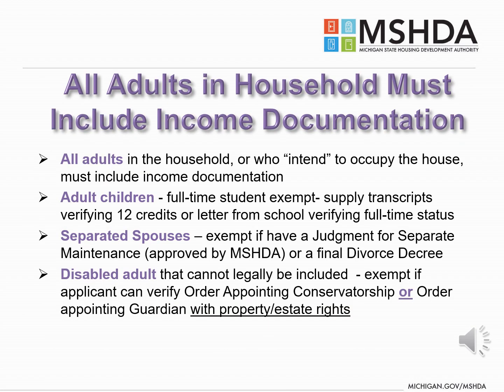All adults in the household or who intend to occupy the house must include income documentation. Adult children who are full-time students can be exempt if they supply transcripts verifying 12 credits or a letter from school verifying full-time status. Separated spouses can be exempt if they have a judgment for separate maintenance approved by MSHDA or a final divorce decree. Disabled adults that cannot legally be included can be exempt if the applicant can verify an order appointing conservatorship or an order appointing guardian with property and estate rights.